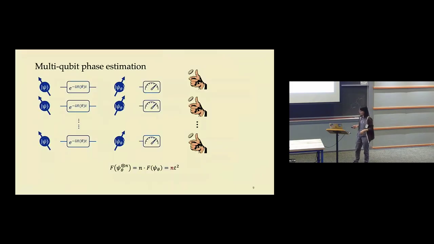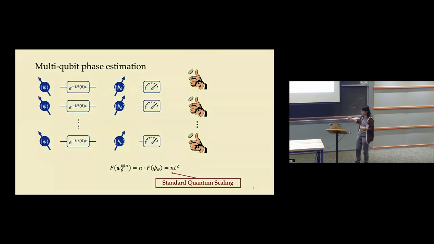Okay, so now I'm going to move on to something more interesting, which is the multi-qubit phase estimation. I'm going to start with the simplest case, where you just have a product state as an input. And in this case, you can find out that the Fisher information is going to be additive. That means the Fisher information is simply n times f. You can interpret that as flipping the same coin n times, and then the variance would be 1 over n times the single shot variance. And this type of scaling, I'm going to call the standard quantum scaling.